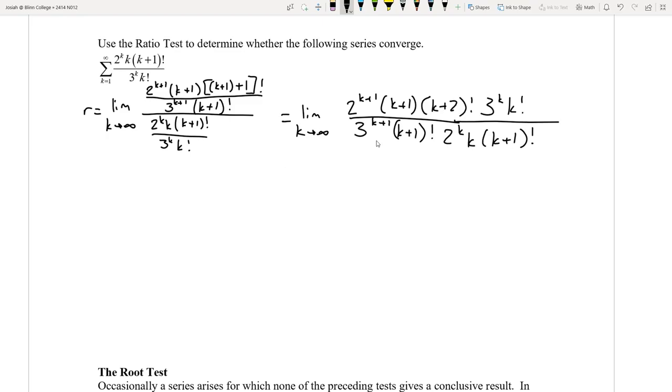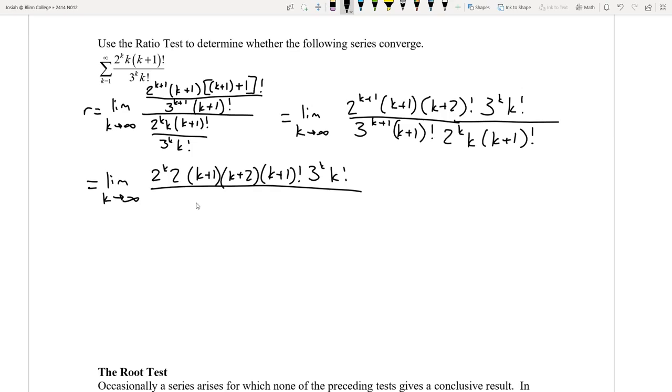All right. So let's see what we got. We end up with, we'll go ahead and start splitting up our k plus 1s here. We've got 2 to the k times 2, k plus 1, k plus 2 times k plus 1 factorial. All right, we split the first one off. 3 to the k factorial. In the denominator here, we've got 3 to the k times 3, k plus 1 times k factorial, 2 to the k, and it looks like another k plus 1 factorial.